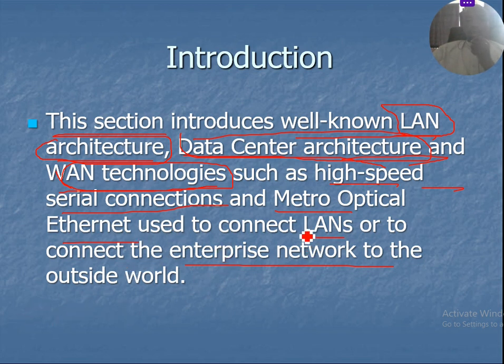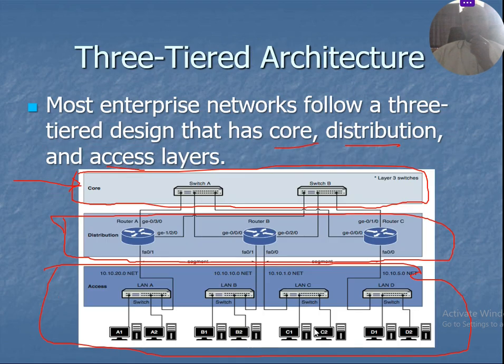That are used to connect what? To connect the enterprise network to the outside world. That's what we use them for. We use this metro optical Ethernet or the high-speed serial connections to connect local area networks, to connect campus networks to the outside world. Is that okay? Okay, that's the first point. Now let's go to the second page.